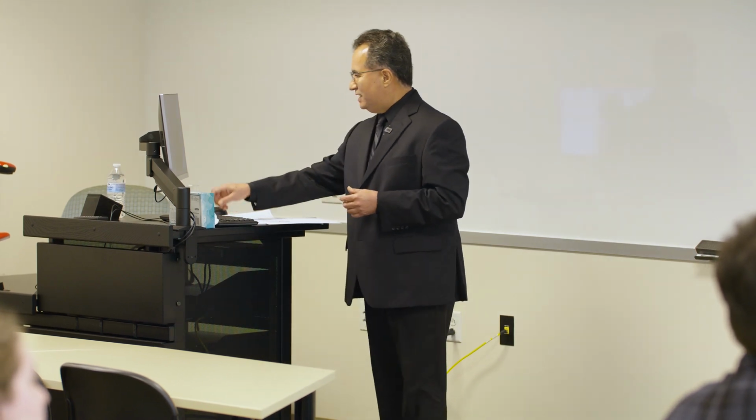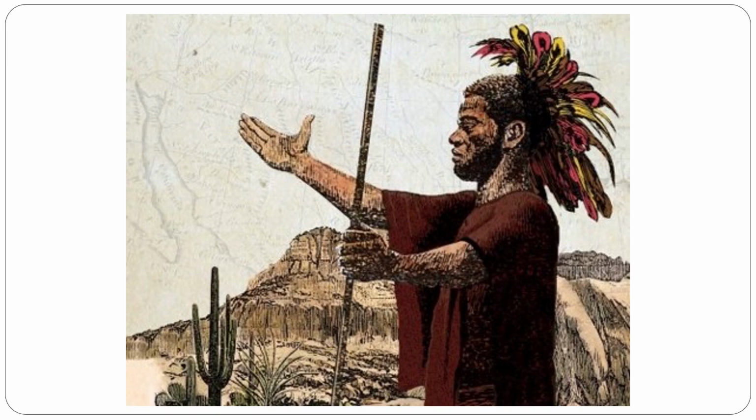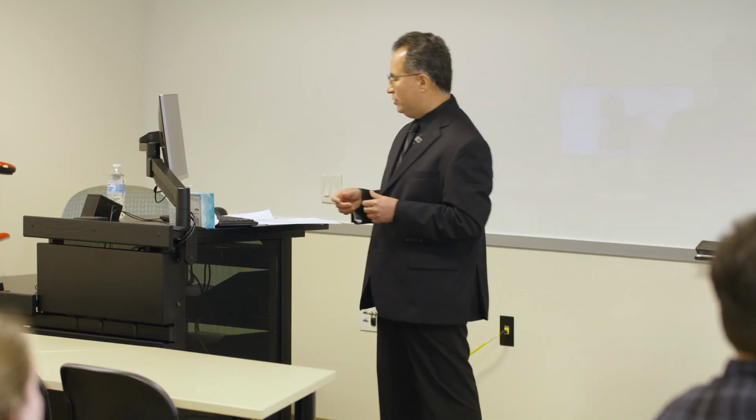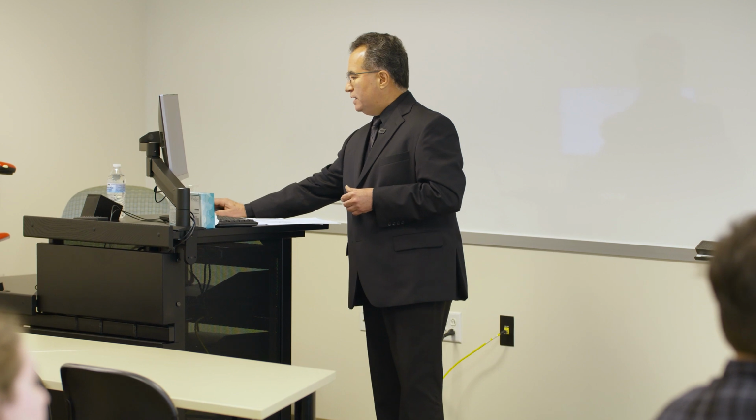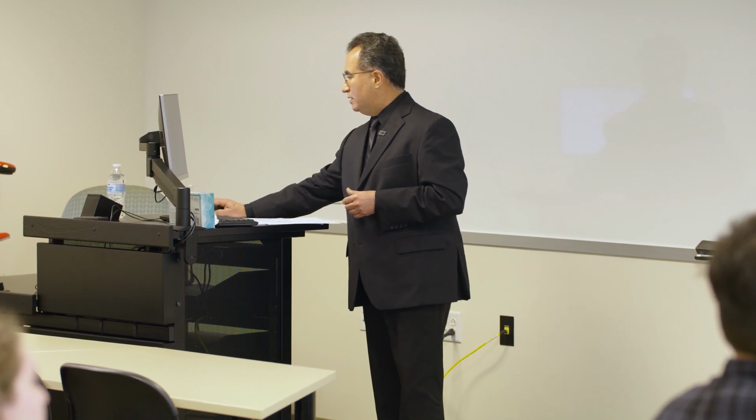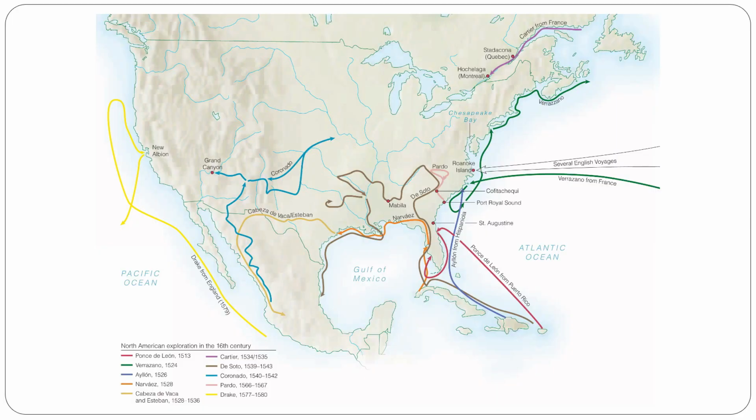One very famous one is Esteban. Esteban joined the Narvaez expedition. He was enslaved by Andres Dorantes, so he takes the name of his master, Dorantes. And this expedition came out of Cuba. It's this one in orange. They attempted to settle Florida, and they failed.